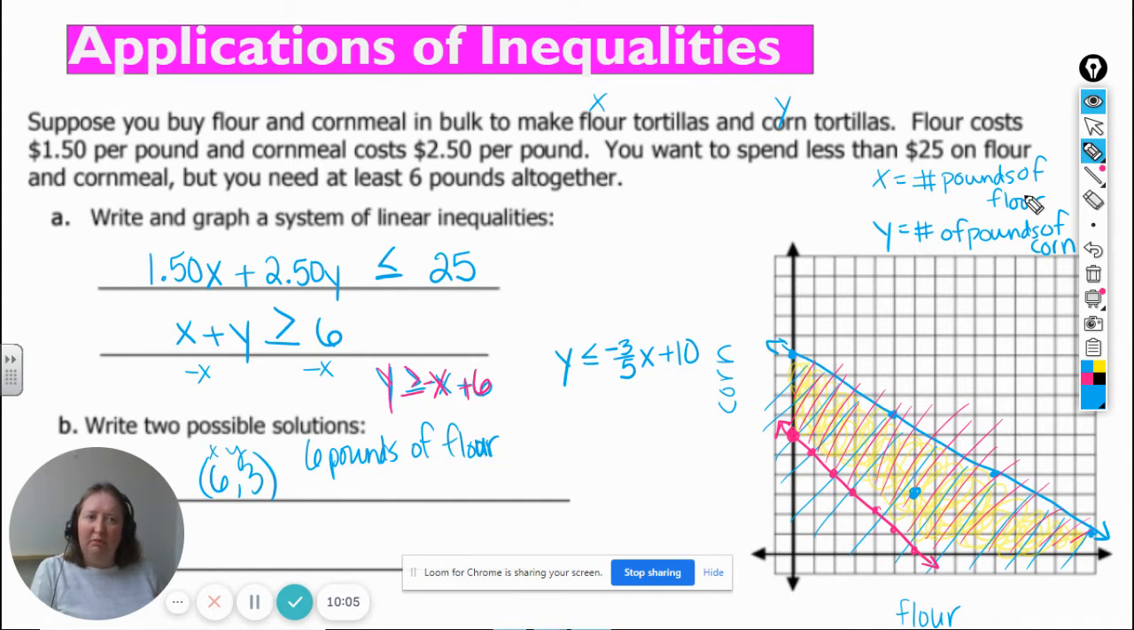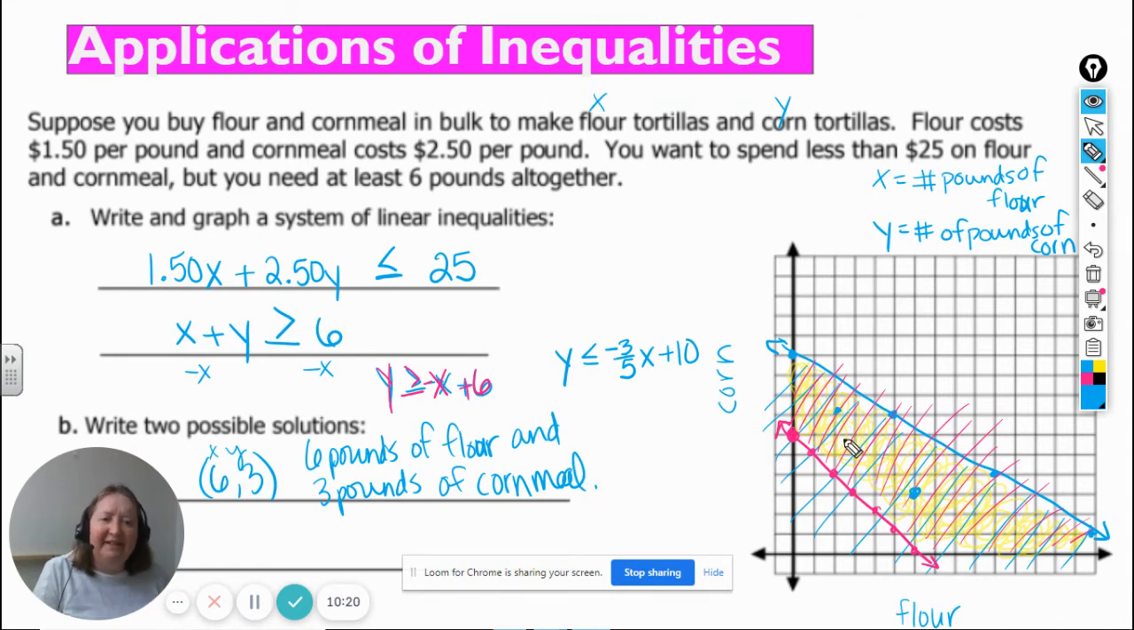and I spelled that wrong, sorry. That's a U. It's also a U over here. And 3 pounds of cornmeal. Is that the only solution? Is that like the only answer? No, because that's an answer, that's an answer, that's an answer. Even these answers that are like in the middle of something. So if that's 6, well, in between them is 6.5, I guess, and maybe that's 6.2 and that's 6.7. And my goodness, there's just many, many, many combinations.